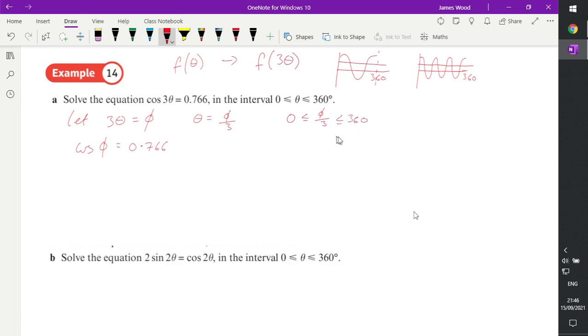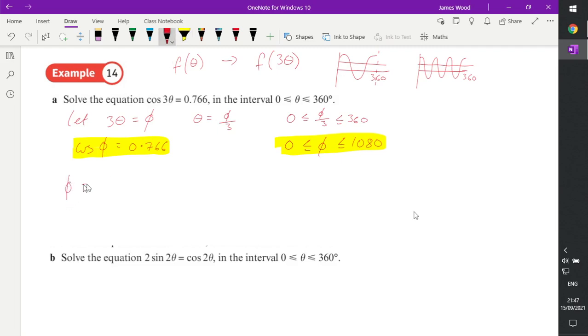But I don't want my limits to talk about phi divided by 3. I just want them to talk about phi. So I'm going to times them all by 3. So 360 times 3 is 1080. And now I've got a new problem to solve. I've got these new limits and this new question. However, it is a much easier question to solve.